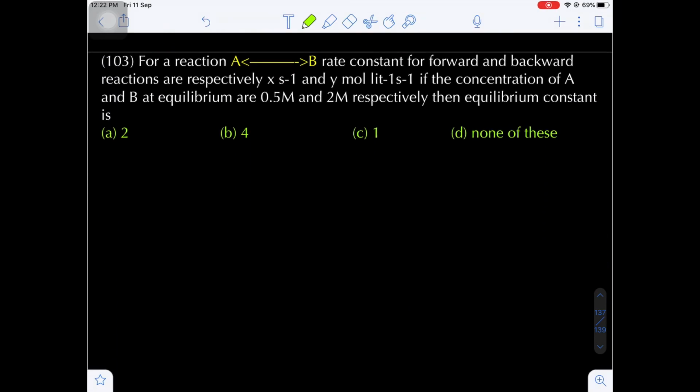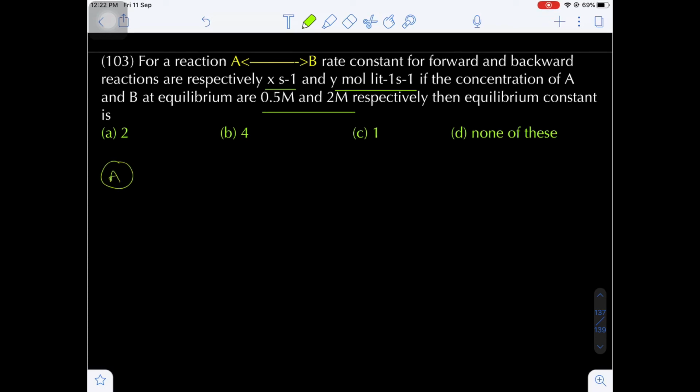Are you getting my point? Now the question number 103. For a reaction A gives B, the rate constant for forward reaction and backward reactions are respectively X second inverse, Y moles per liter per second. If the concentration of A, B at equilibrium are 0.5 molar, 2 molar, then what will be the equilibrium constant?